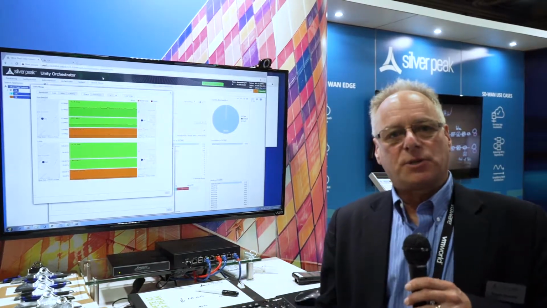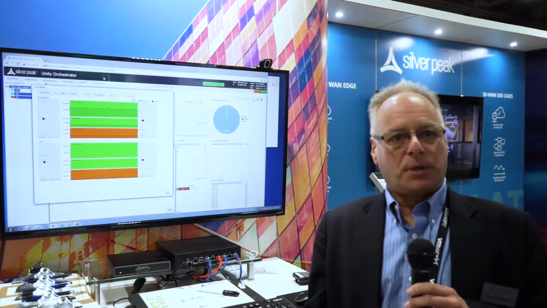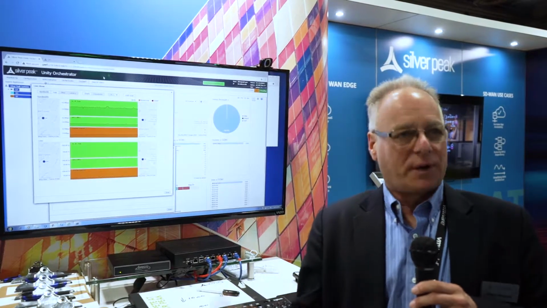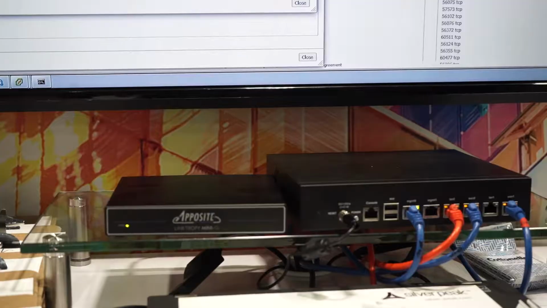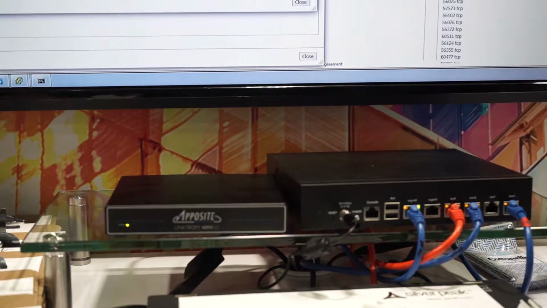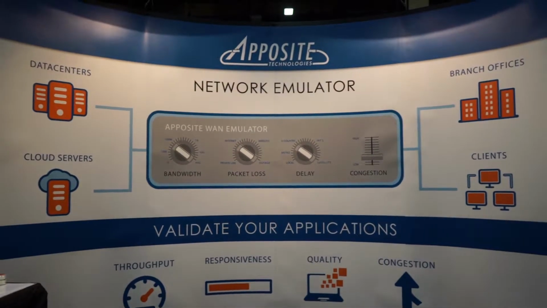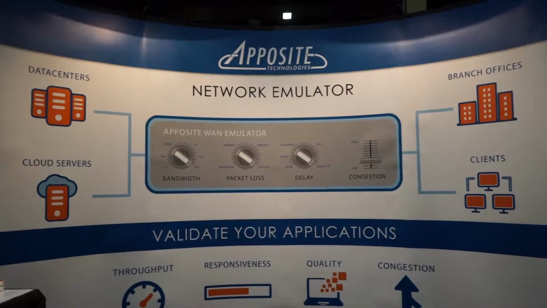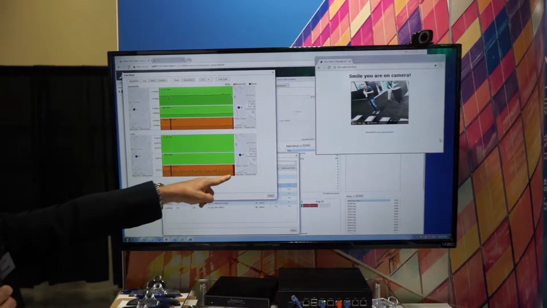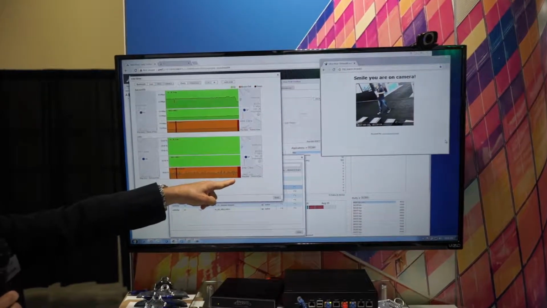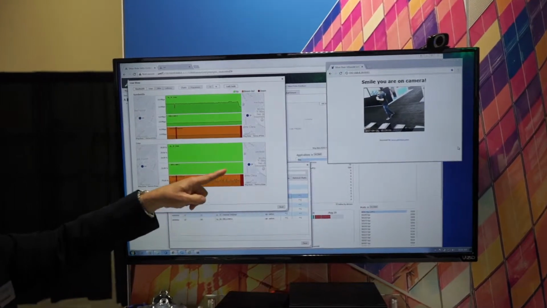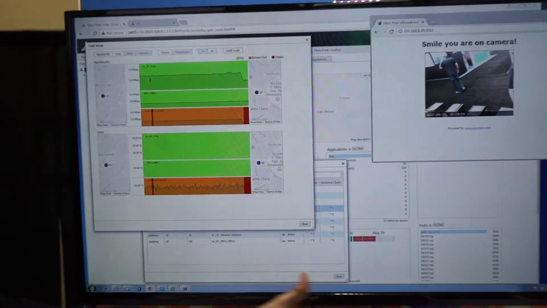In this particular demonstration, we're using an internet service and an MPLS service. Of course, because we don't have real internet and MPLS here, we're using WAN emulators to do that, and we're using a WAN emulator from Apposite technologies. In this test, we're injecting varying amounts of packet loss and showing how a bonded tunnel with error correction technology can overcome that packet loss and deliver a pristine real-time video.